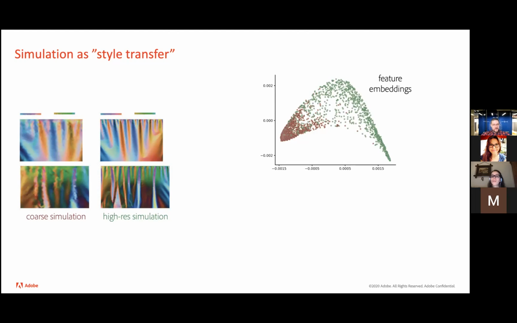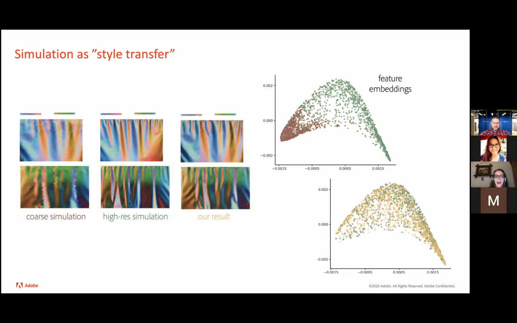And then in this plot, you see the 2D feature embeddings of these two normal maps. So we just use some image classification network like VGG to obtain some features and then plot them in 2D. As you can see, the statistics of the coarse and high-res simulation are very different. So our motivation was, can we take this coarse normal map as input and make use of a data set where we have simulated this garment and then transfer the feature statistics from this data set to the coarse garment. And here is our result.